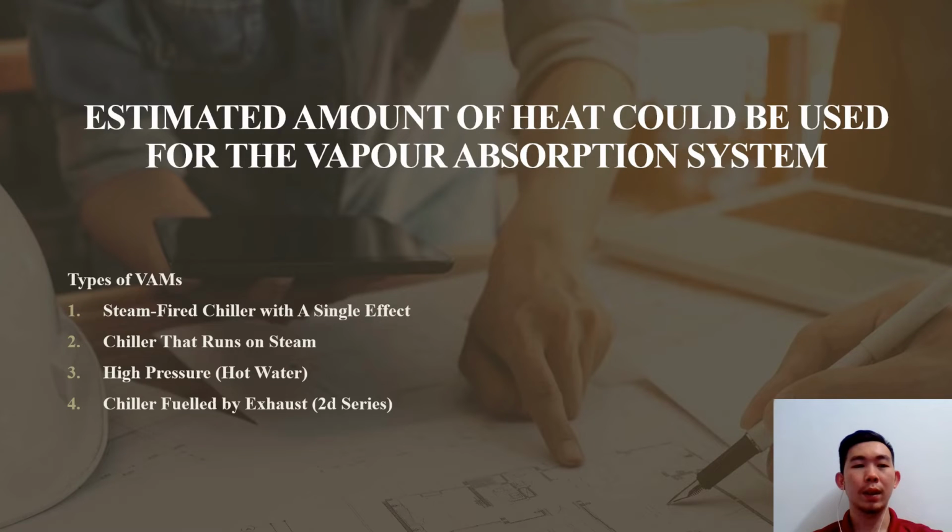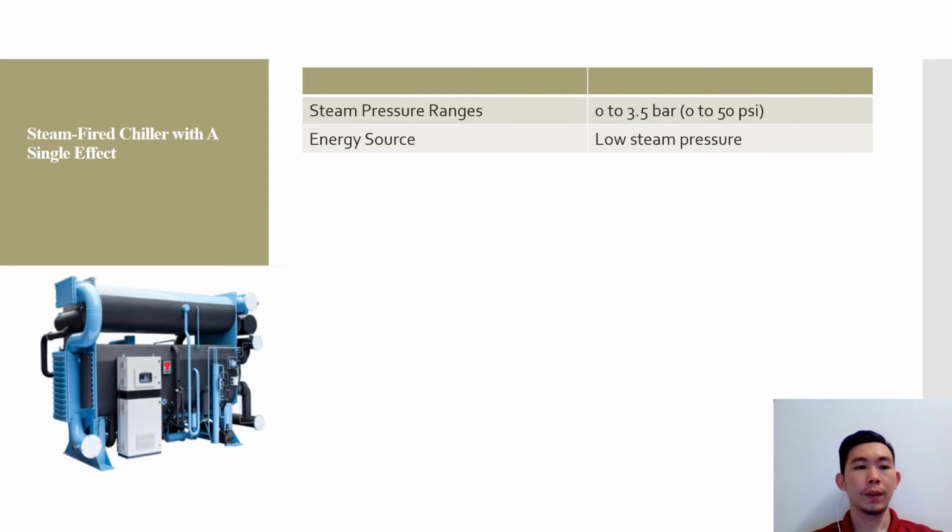Today I'm going to present about the estimated amount of heat that could be used for the vapor absorption system. First one is steam-fired chiller with a single effect. Steam pressure required is 0 to 3.5 bar and the energy source is low-pressure steam.